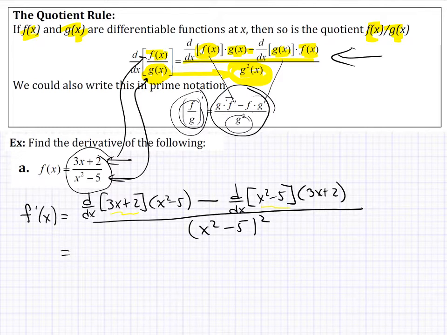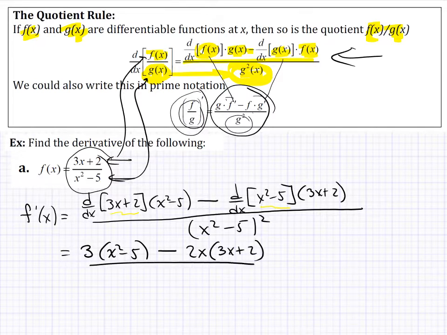So derivative of 3x plus 2 is 3 times x squared minus 5, minus the derivative of x squared minus 5, which is 2x, times 3x plus 2, all over x squared minus 5 squared. So for all intents and purposes, this is our derivative, but not the answer we want to give. There's a simpler answer. We could simplify this, but as far as taking the derivative goes, we are done taking the derivative. So now I want to simplify this.